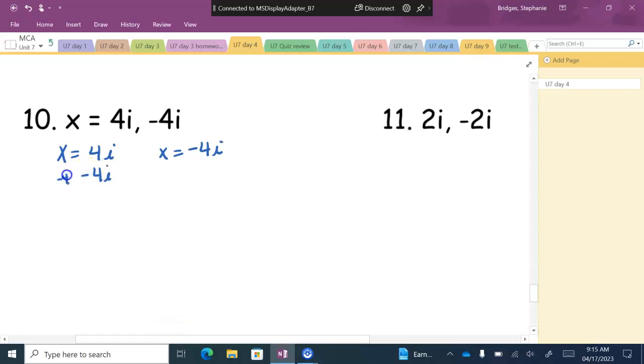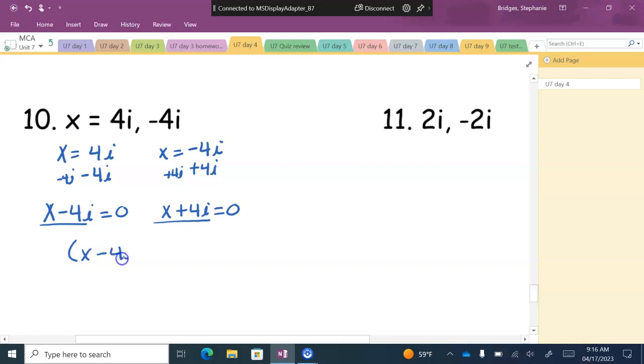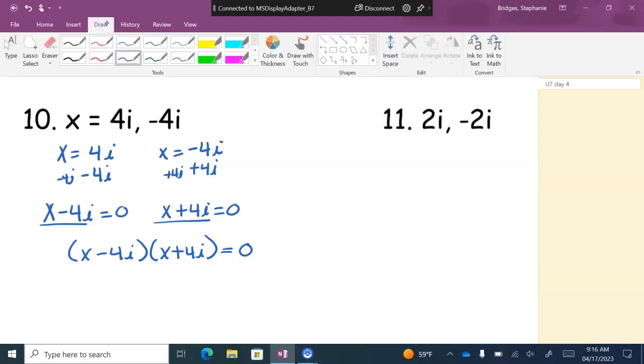I'm going to subtract that 4i over. So that gives me x minus 4i for that one. I'm going to add the 4i over here. The only difference is they have imaginaries in them. Everything else so far has been the same, right? All right, we have two binomials. Let's put those two binomials in parentheses. Now we're going to work on FOILing them out. Don't get confused because there's x's and i's. The process is exactly the same.